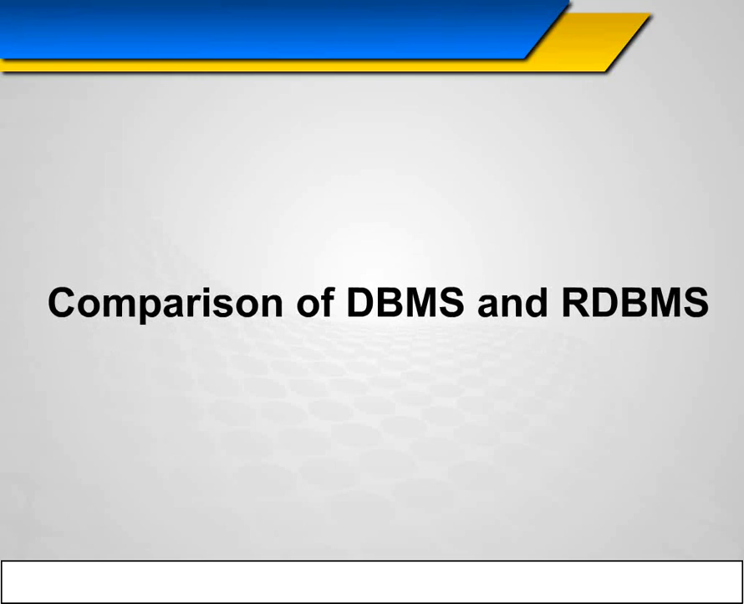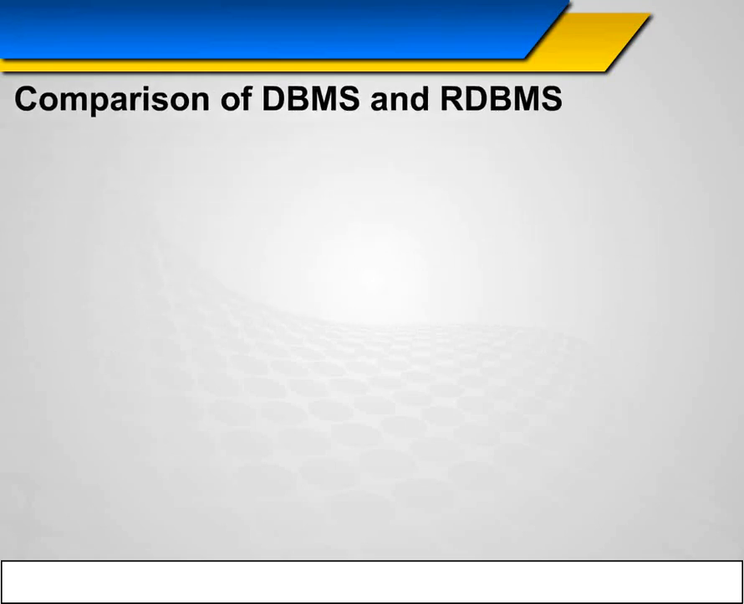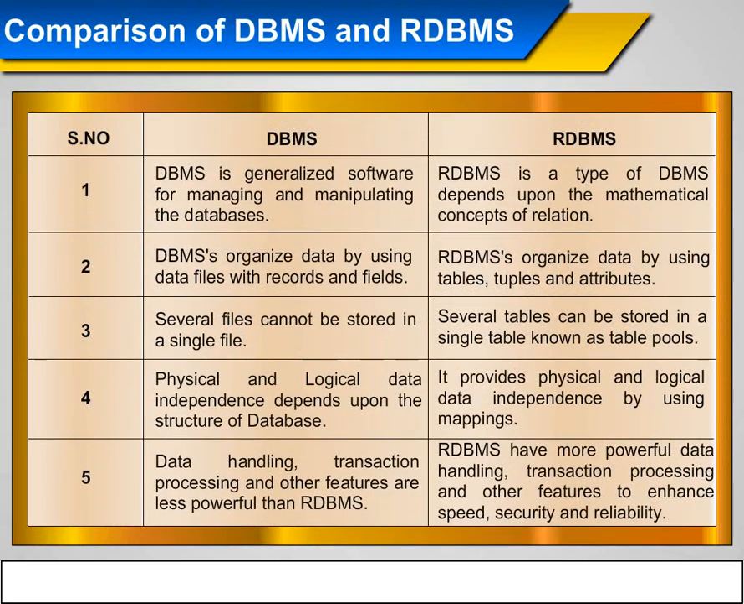Comparison of DBMS and RDBMS. DBMS is a generalized software for managing and manipulating databases. RDBMS is a type of DBMS that depends upon the mathematical concepts of relation. DBMS organizes data by using data files with records and fields. RDBMS organizes data by using tables, tuples, and attributes.